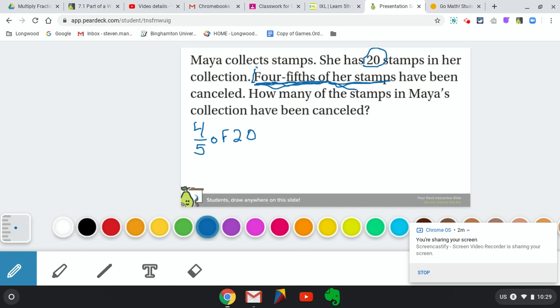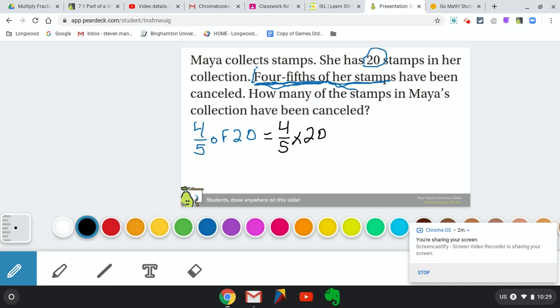Okay, so if you remember way back, probably in October, November, we talked about this word "of," and when we see it, what it means a lot of the time. If we're looking at a fraction of a whole number, it's telling us that we're going to go ahead and multiply. So really we can turn that "of" into a multiplication symbol. Okay, so we're doing 4/5 times 20.